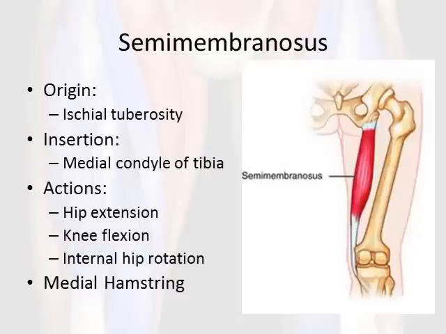So the semimembranosus is, again, the most medial of the hamstrings, and this one is going to come down and attach on the medial side. Okay, so again, same origin, ischial tuberosity, medial condyle of the tibia is where it inserts. It's a hip extensor, knee flexor, but this one now is an internal rotator of the hip because of the path that it takes.